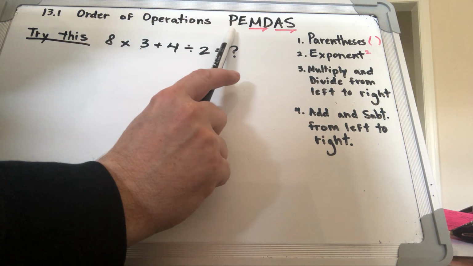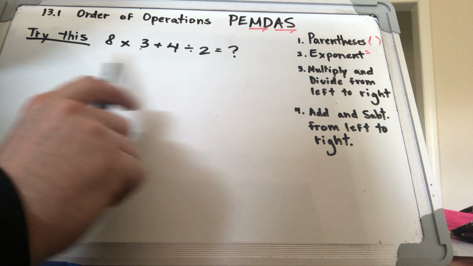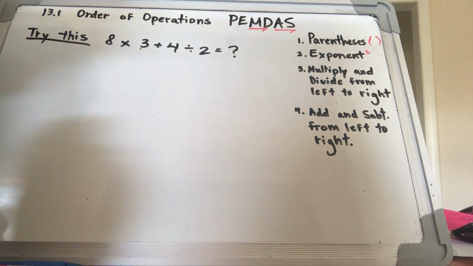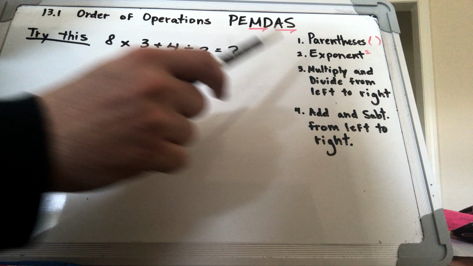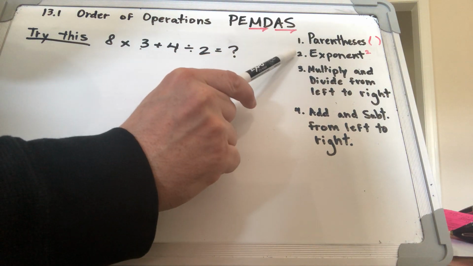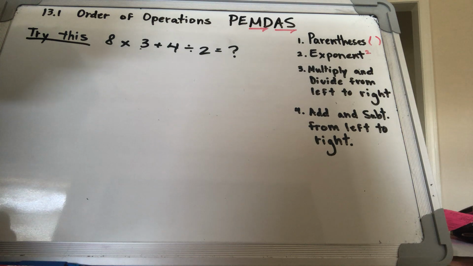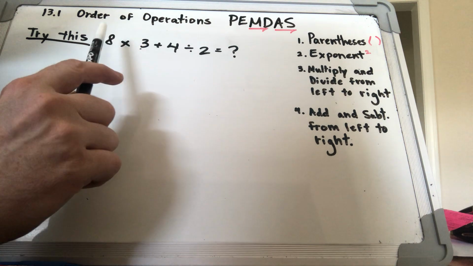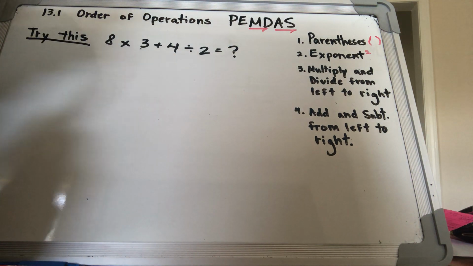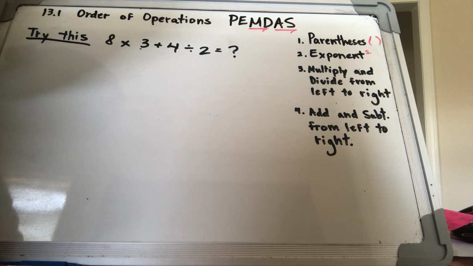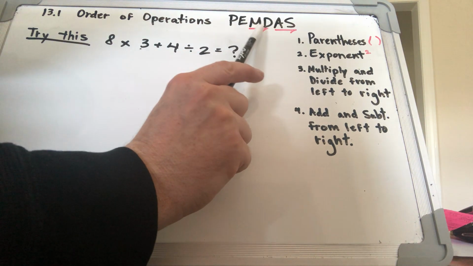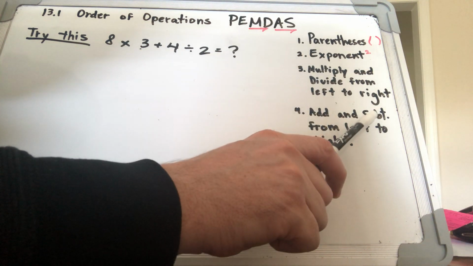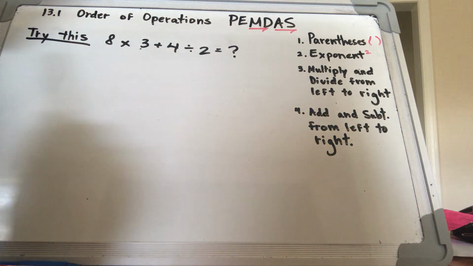So the P stands for parentheses. If there was something in parentheses, I would do that first, but there isn't any. The E stands for exponents, which I have listed right here. First parentheses, then exponents. There are no exponents. Then I would do MD, which is multiply and divide from the left to the right. And there is multiplication and division here, so I would actually have to do that step. After I do that step, multiply and divide from the left to the right, then I would add and subtract from the left to the right.